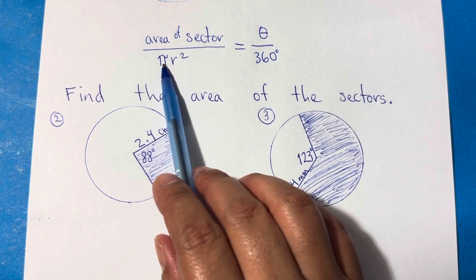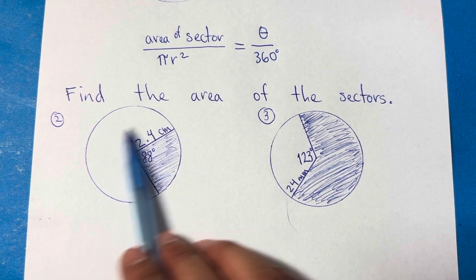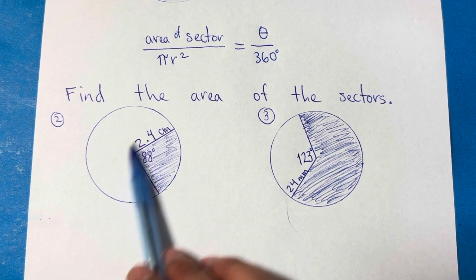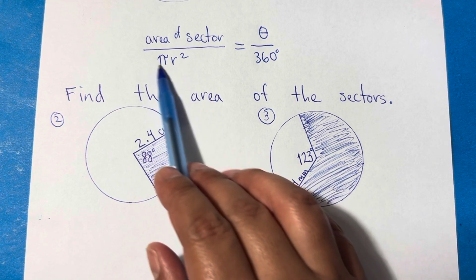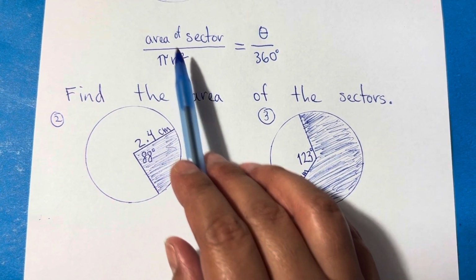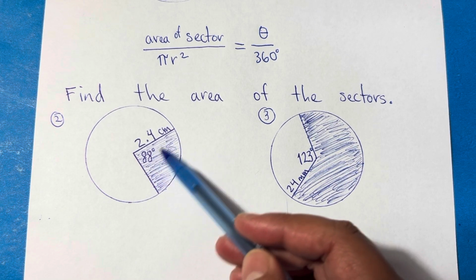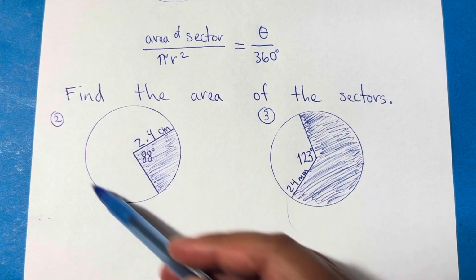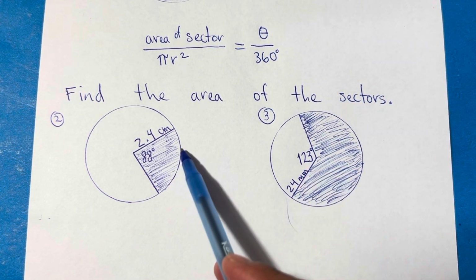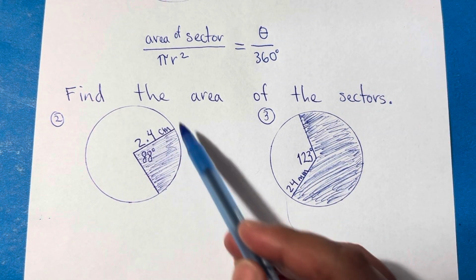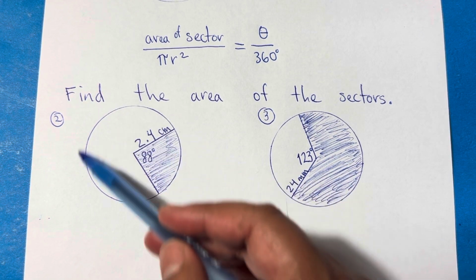Pi r squared is the entire area of the circle, like we found in number 1, all the area inside. The area of the sector is just part of the whole area. The same way, 360 degrees is all around the circle. That's the degrees around one circle, one revolution.